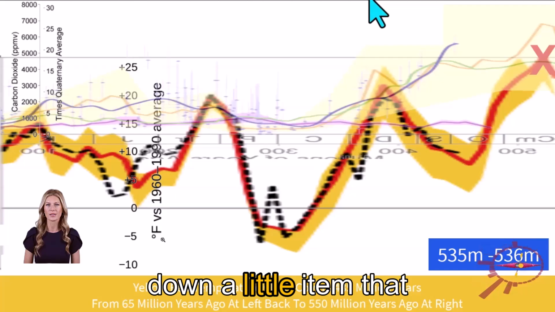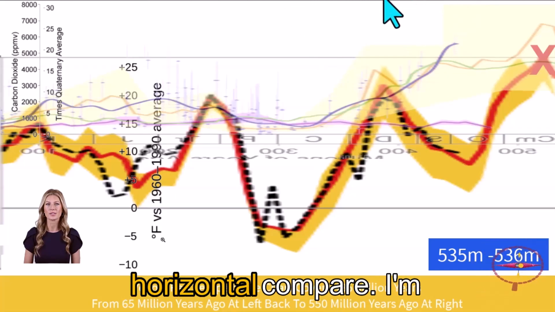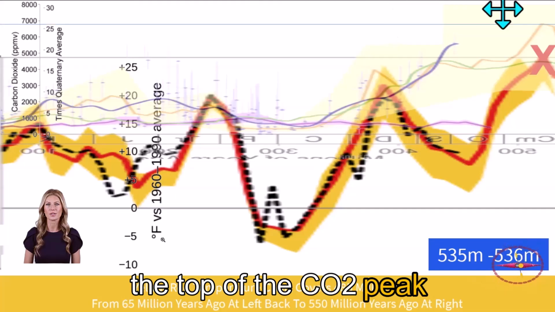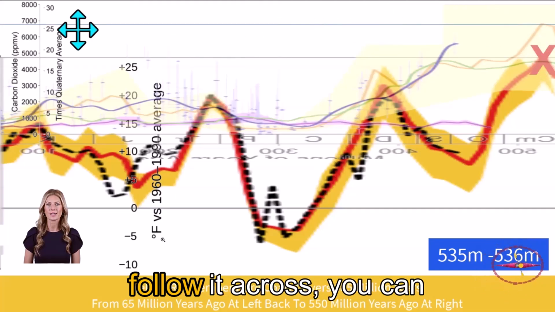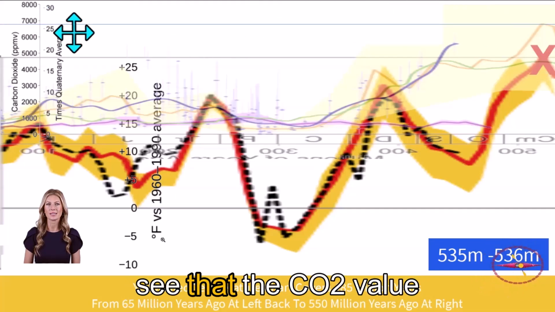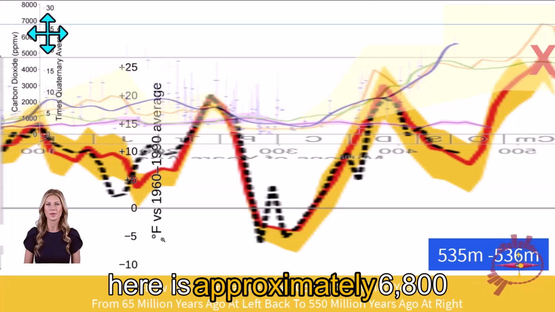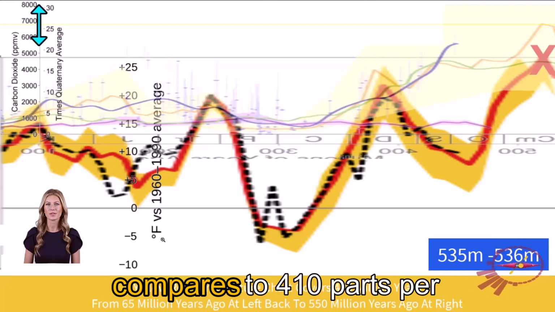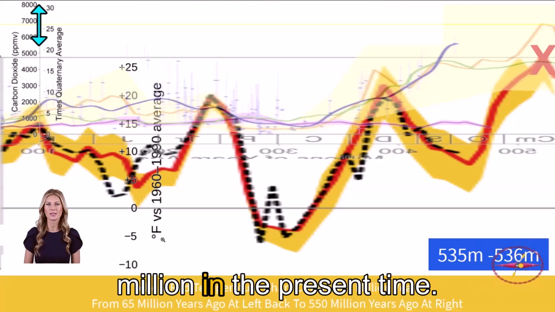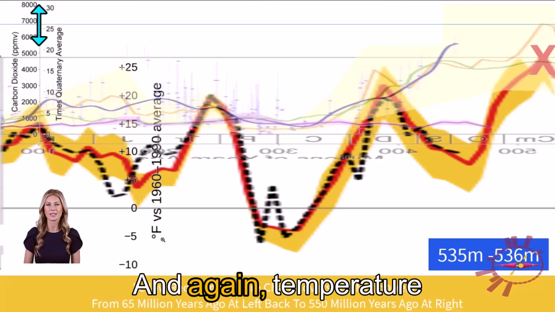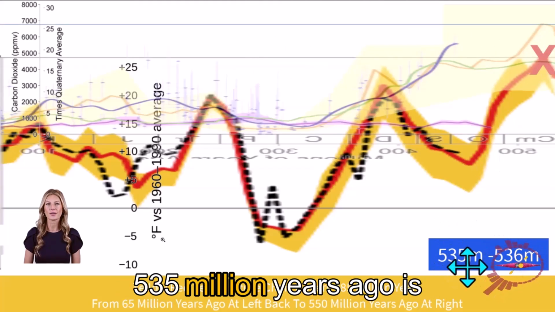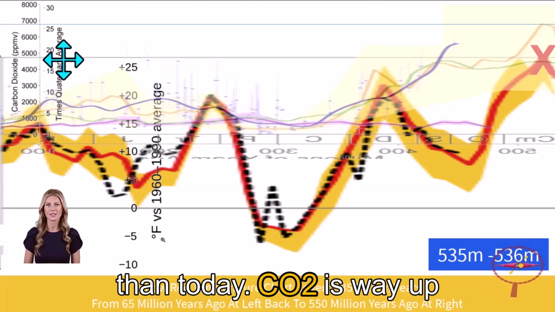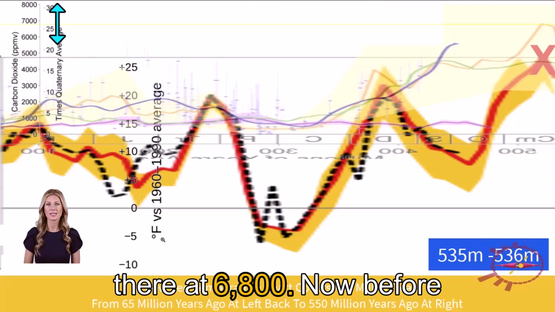I'm going to bring down a little item that allows me to do a horizontal compare. I'm going to put this line right at the top of the CO2 peak, which is over X. And if I follow it across, you can see that the CO2 value here is approximately 6,800 parts per million. And that compares to 410 parts per million in the present time. And again, temperature 535 million years ago is about 27 degrees higher than today. CO2 is way up there at 6,800.